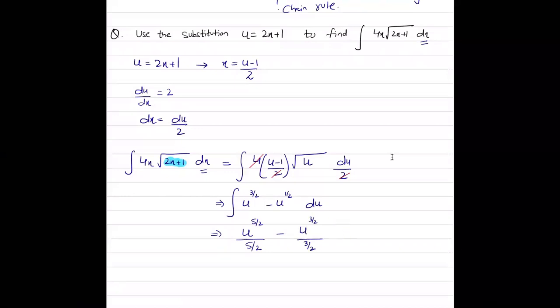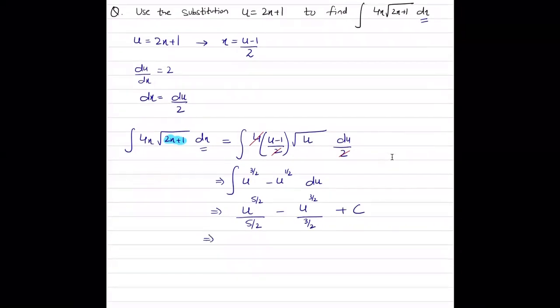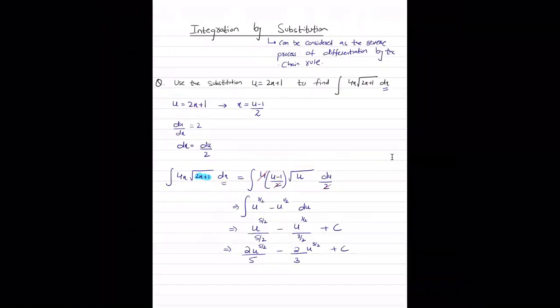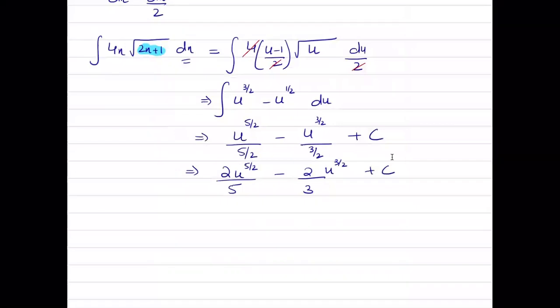There are no limits given, so plus a constant of integration. If you simplify this, you are going to get 2 u to the power of 5 upon 2 upon 5 minus 2 upon 3 u to the power of 3 upon 2 plus c. Now the original question was not in terms of u, it was in terms of x. So as our final step, we are going to convert u back into an expression in x.